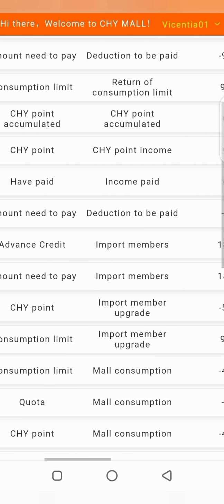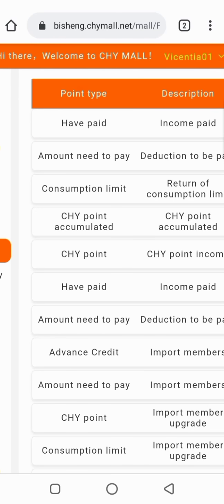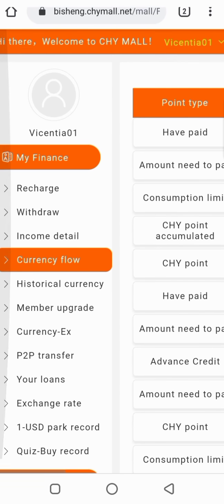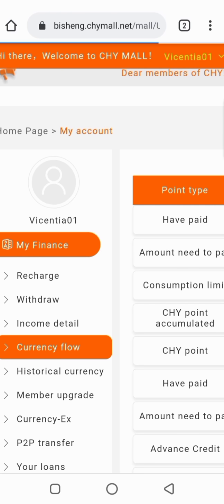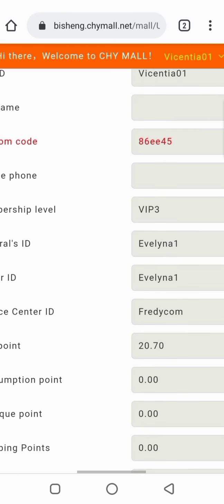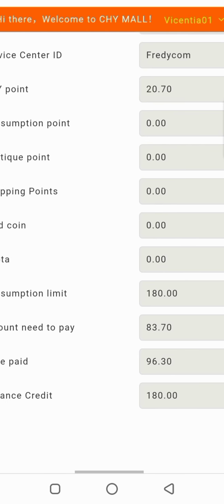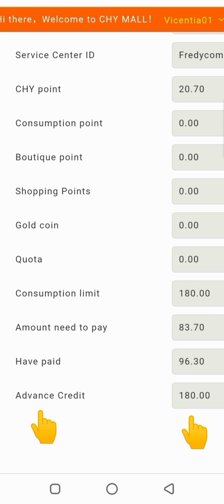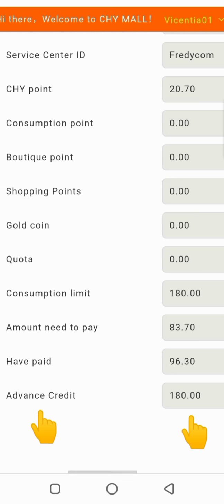So that's the same as the advanced credit. That's why when you come to this side and you tap on my account, and you move to the bottom of the page, you can see the advanced credit 180. So this is the 180 advanced credit I'm going to be using to trade now in my new VIP3 account. If you're on VIP4, you are going to see 540 there. That's what you are going to be using to trade there.